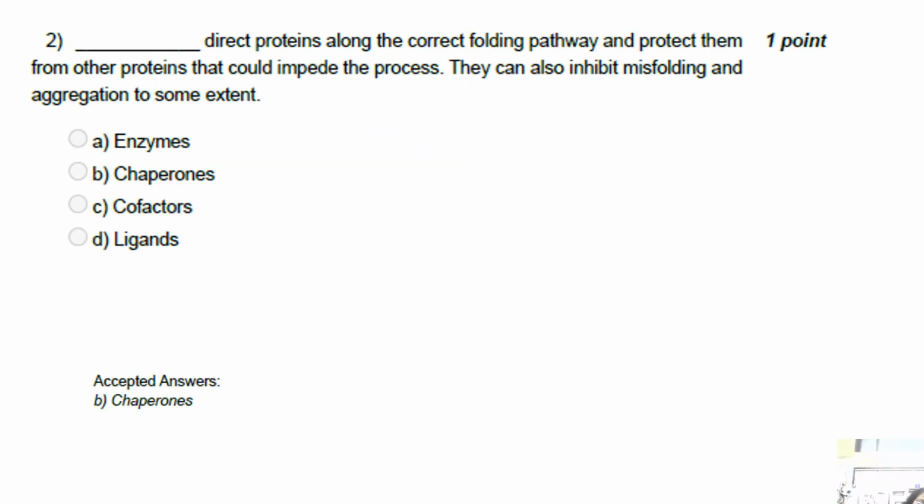So chaperones direct proteins along the correct folding pathway and protect them from other proteins that could impede the process. They can also inhibit misfolding and aggregation to some extent. So the correct answer will be chaperones. Do you have any doubts?